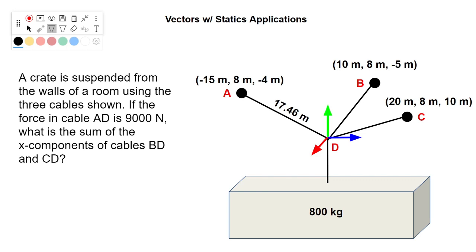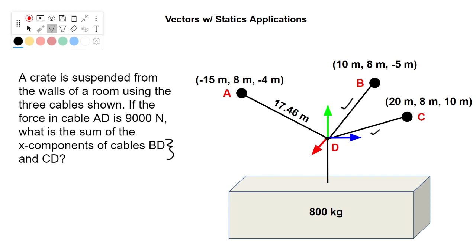So we have this crate, this box, that's suspended from the walls by 3 cables. And we can see that these 3 cables are meeting at what I've put our axes on. We'll call this our origin point D. And we are looking for the x components of cables BD, so this one here, and CD, so this one here. So we're looking for the total of the x components of the tension in those cables. And we know that the tension in AD, the full tension in that cable, is 9,000 newtons. So how are we going to solve this?